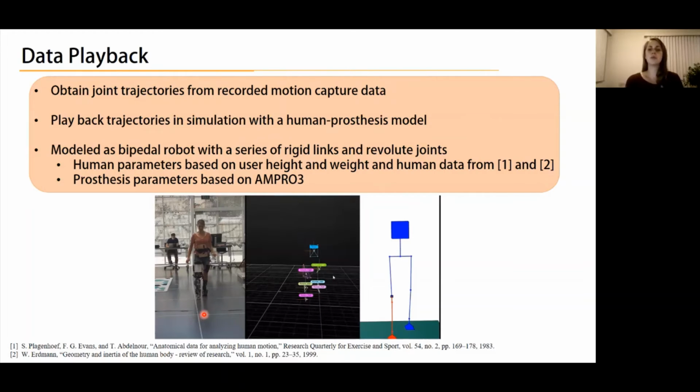Now, while this is a rudimentary human model, as opposed to a more sophisticated musculoskeletal model, it suffices for our purposes to demonstrate the advantage of our control method, and it works well to integrate it with our model of the prosthesis.